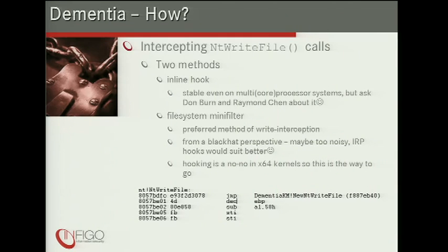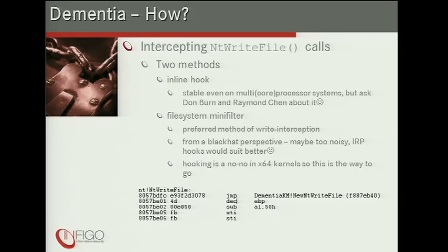The proposed method of intercepting the write calls, intercepting the process of writing the dump, is to make a file system mini-filter driver. So that's the second method Dementia uses. This is a really nice and really stable method, but from a Black Hat perspective it might be too noisy because it leaves a lot of artifacts inside the system, and you have to make sure that you clear all those artifacts, which can be daunting. Maybe IRP hooks would be a better solution, but I have chosen to write a file system mini-filter.